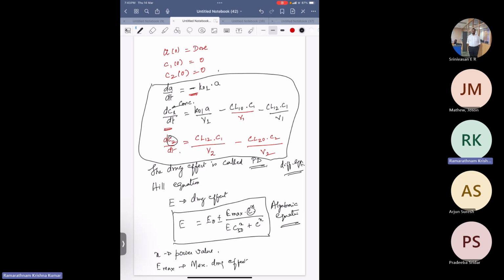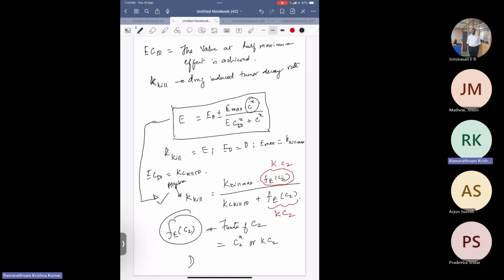Is it confusing? No, sir. So the drug effect would obviously come from the metabolic concentration. So I'm putting that here. So actually, this is called a differential algebraic equation.